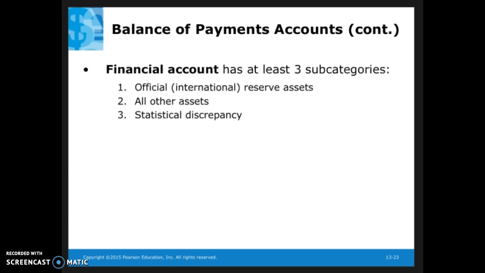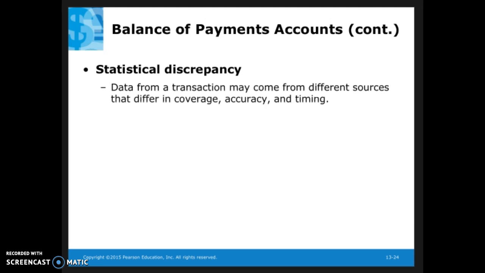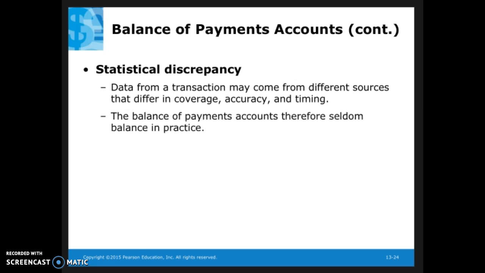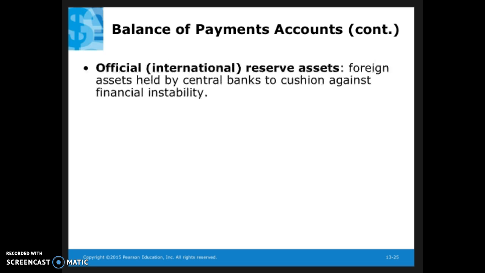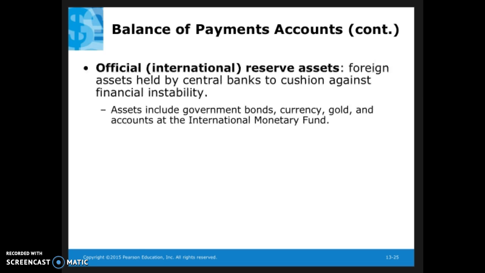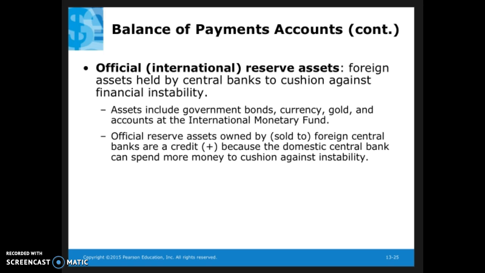So the financial account has three subcategories: official reserves, all other assets, and statistical discrepancies. Statistical discrepancy is data coming from different sources with different coverage, accuracy, and timing. Official reserve assets are foreign assets held by central banks to cushion against financial instability. So these are things like government bonds, currency, bullion or gold, and accounts at the IMF.